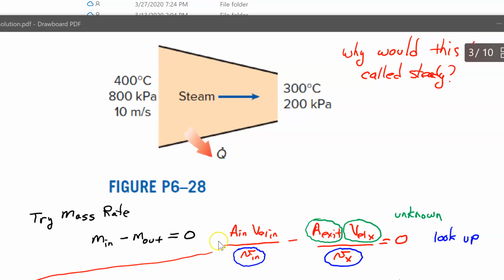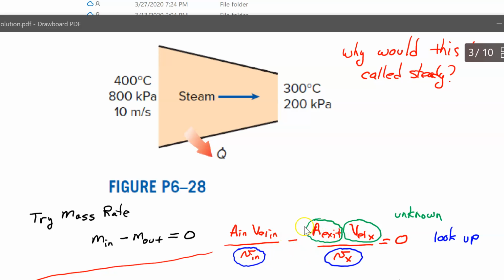And then I'm using the relationship between mass and area and velocities. So basically mass is equal to the density times area times velocity. Density is 1 over the little v, so that's why I'm dividing by the little v. So this right here is the mass in. This one right here is the mass out. So the red one is the black, putting it in terms of areas and velocities.